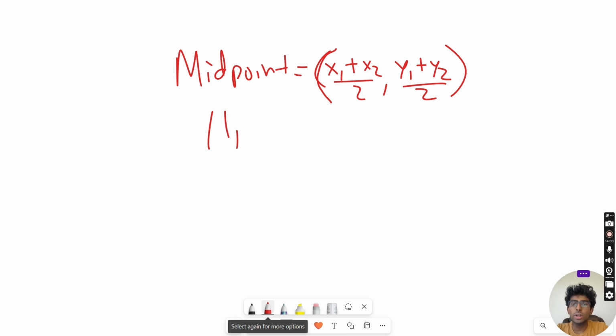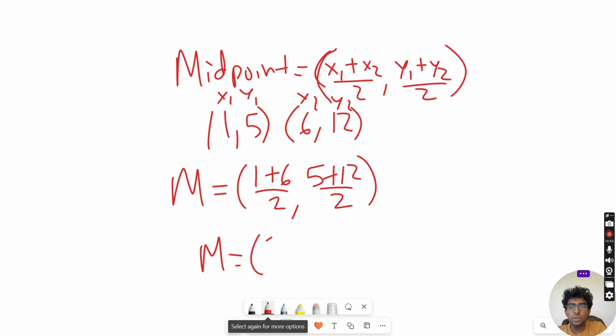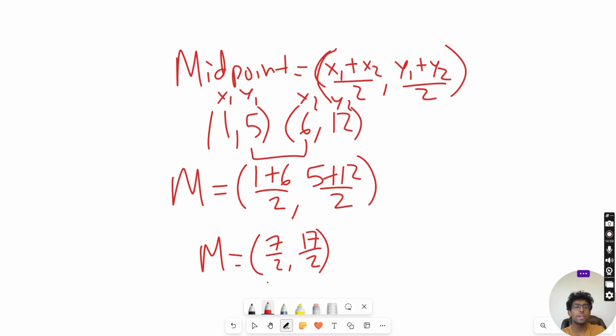So if we have 1, 5 and 6, 12, and we want to find the midpoint, right? I'm just going to call it M for right now. This is our x1, this is our y1, this is our x2, this is our y2. So 1 plus 6 divided by 2, 5 plus 12 divided by 2. So it would be 7 over 2, comma 17 over 2. So this is the point that is exactly halfway between these 2 points. So those are just formulas you need to remember. They're pretty easy to use though.